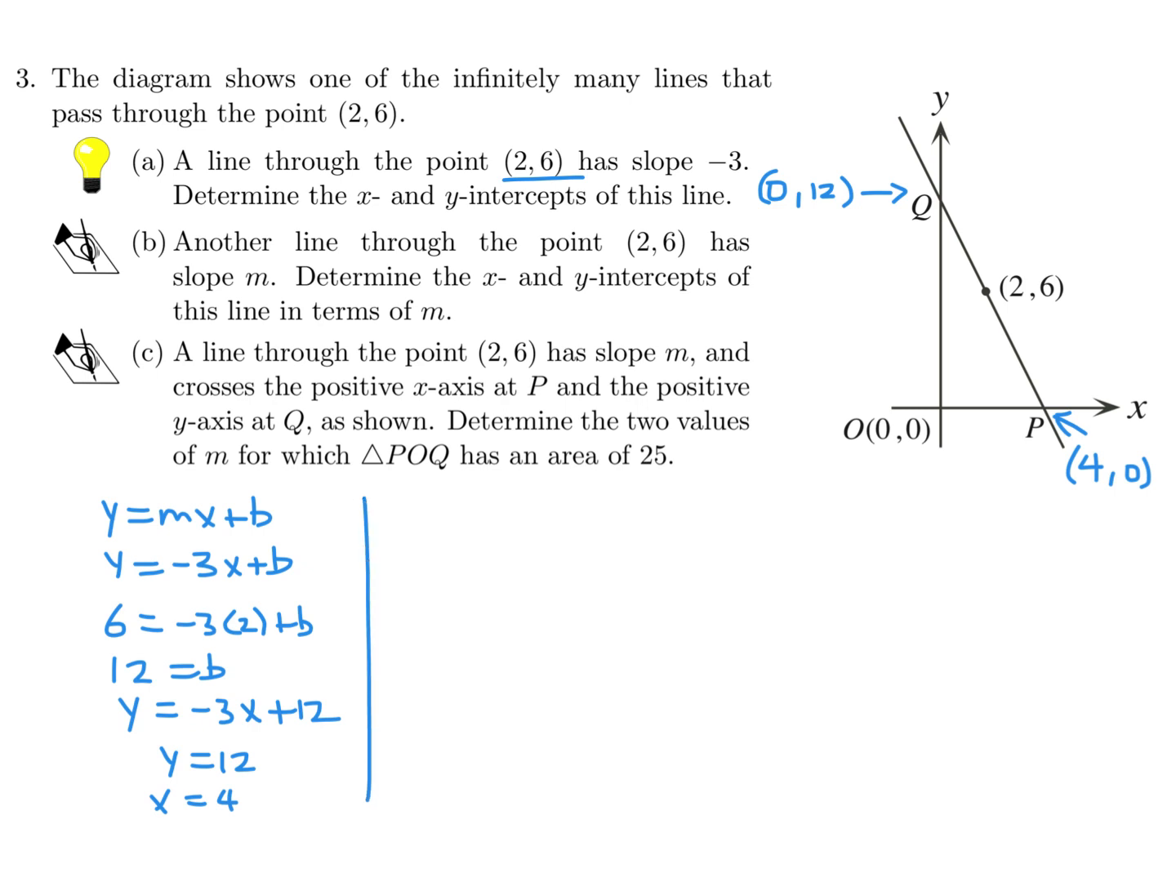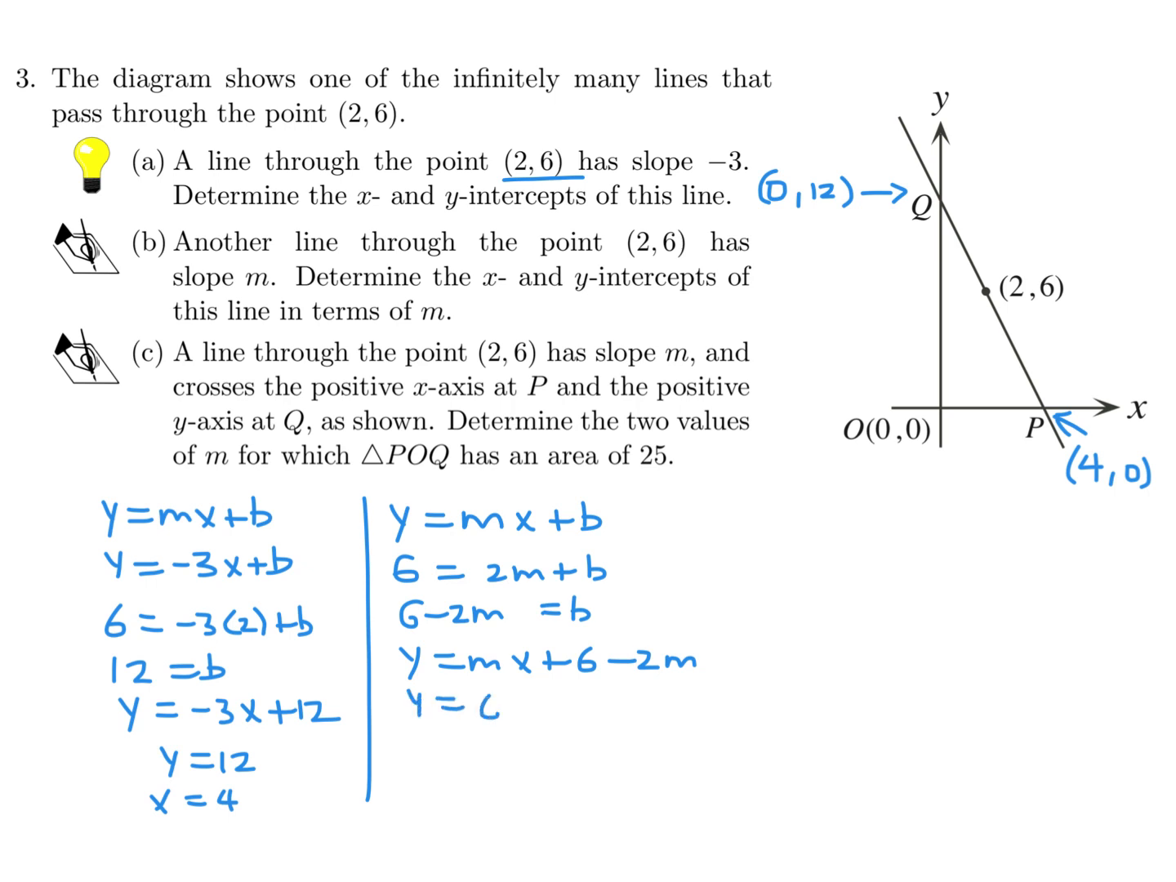Part B says another line, same point, has slope m. Determine the y and x intercepts. So this time they're just giving you m. So let's solve for b. Again, using the same point. 6 is equal to 2m plus b. So that means b is equal to 6 minus 2m. So that equation is basically y is equal to mx plus 6 minus 2m. And then in the same way, you calculate the intercepts. Set x equal to 0, and that would give you y is equal to 6 minus 2m.